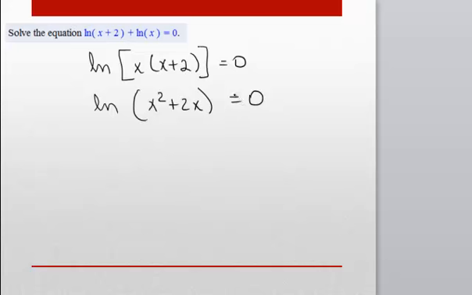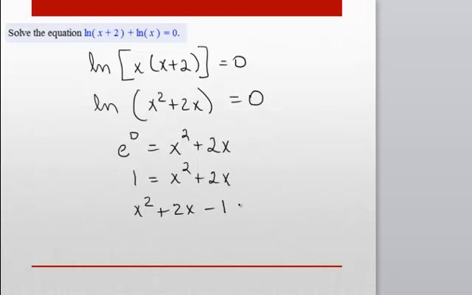Now for this one, you can probably just switch it to your exponential form. Remember, this is log base e. So this means e to the 0 equals x squared plus 2x. E to the 0 is 1. So let's set this equal to 0. We'll have x squared plus 2x minus 1 equals 0.